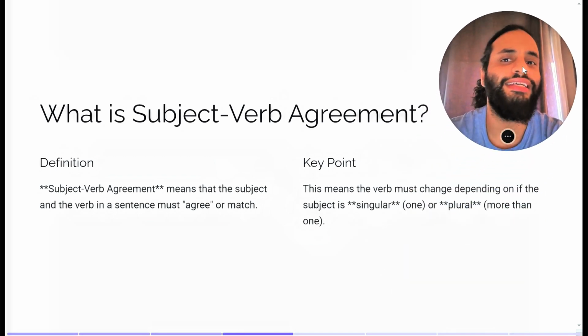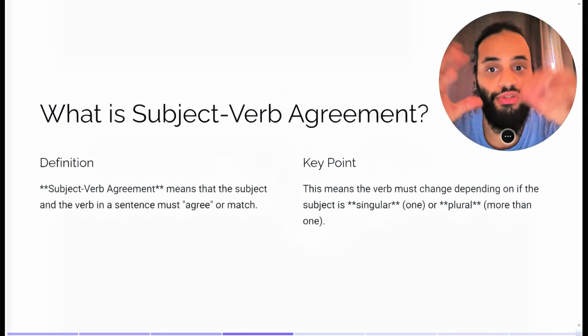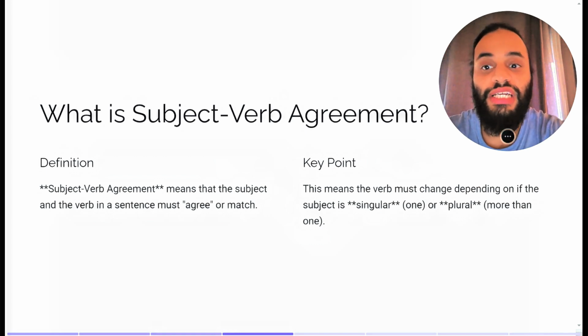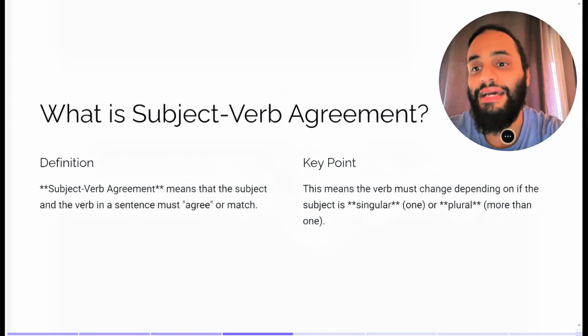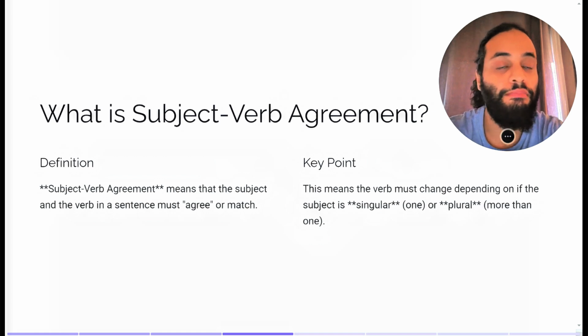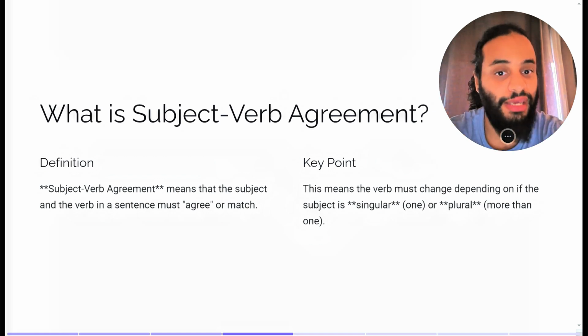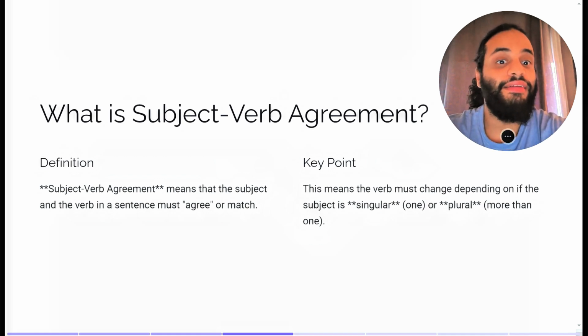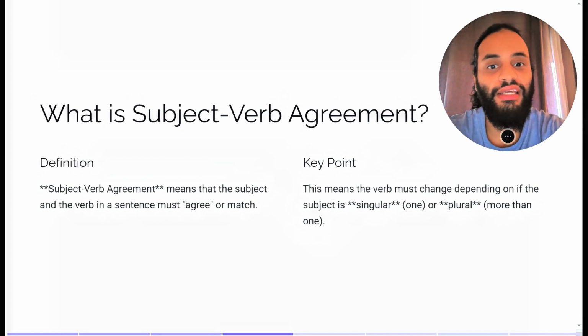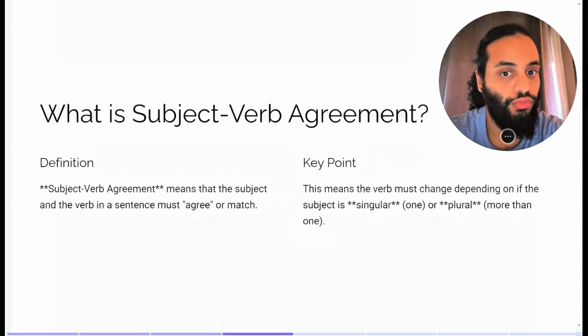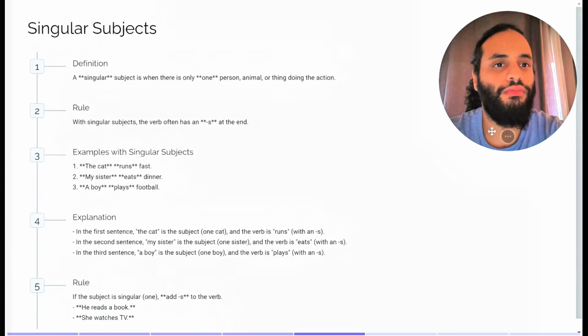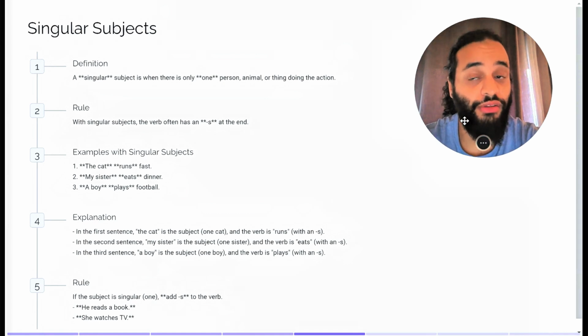Okay, so what is subject-verb agreement? So subject-verb agreement means that the subject and the verb in a sentence must agree or match. They must make sense, basically. So a key point, this means the verb must change depending on the subject. For example, if it's singular, one, or plural, more than one. So now we're going to try to understand that a little more so you can stop making those mistakes.